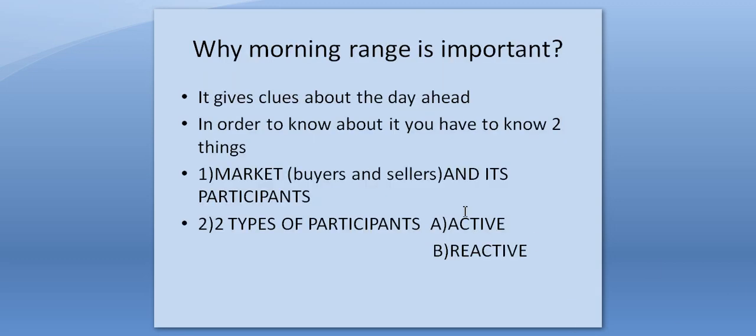Okay, now why is morning range important? It gives clues about the day ahead, that means what type of day it will be today. If the first 1 hour initial balance is in a narrow state and that state breaks, there could be a trending day. Likewise, on a wide morning range day, if the price is between the two borders, there may be a sideways day. And in order to know how to read these things, we have to know about the market and its types of participants. If you see, the market is nothing but buyers and sellers.